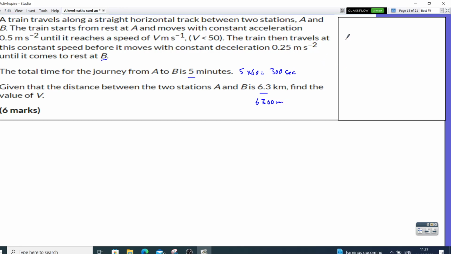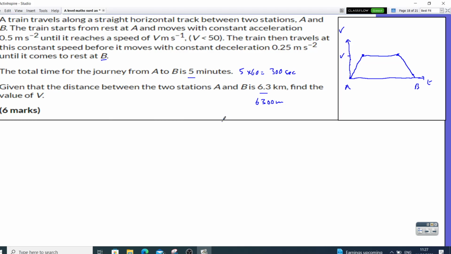And what we're going to do is quickly sketch this graph. Now you'll not use a ruler doing this, just sketch it carefully. So we start from A. It goes with this constant acceleration, reaches this point V, and then moves with constant speed, and then decelerates with a constant deceleration and gets to B, comes to rest. So this is velocity and this is the time.